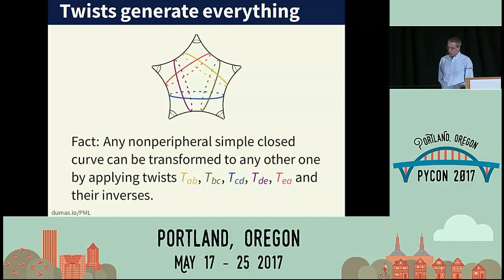Now, what's the topological fact that makes this work? It's that these operations suffice to turn any simple curve on the 5-fold sphere into any other. It's true that these twists in the 5 basic curves and their inverses, applying those in some sequence can turn any simple closed curve on the 5-fold sphere into any other.